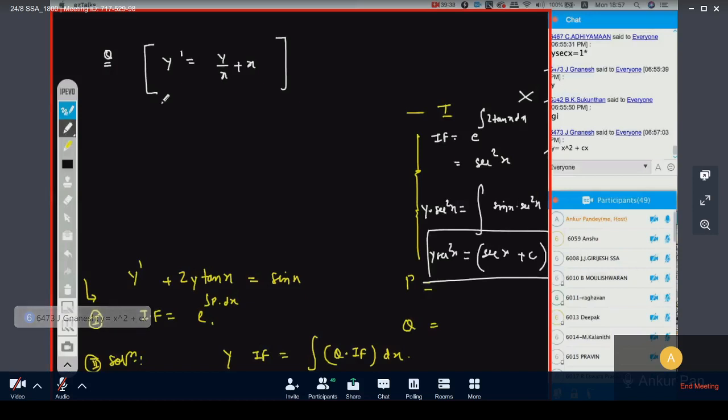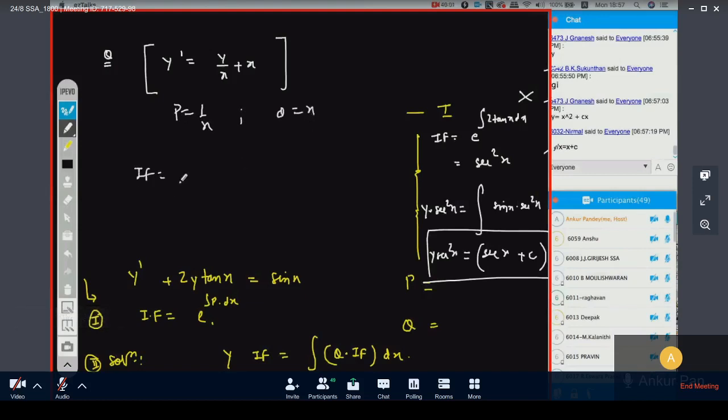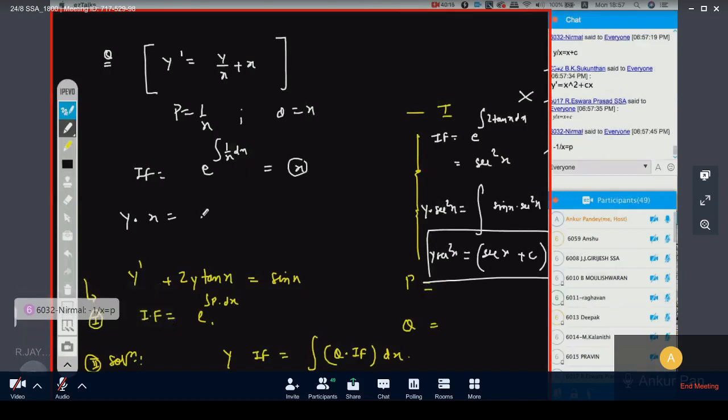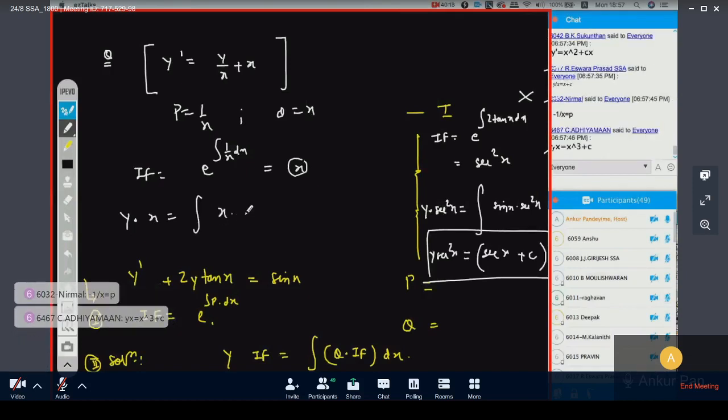Good, good, good. People are getting it. Very good. So here P is 1 by x and Q is x. So the integrating factor will be e to the power integration of 1 by x dx, which is log x, so x. So y into x equals, yes or no? Integration of Q into integrating factor.